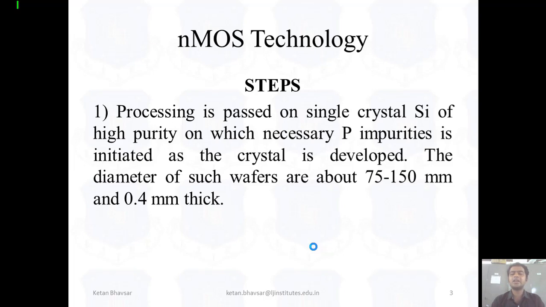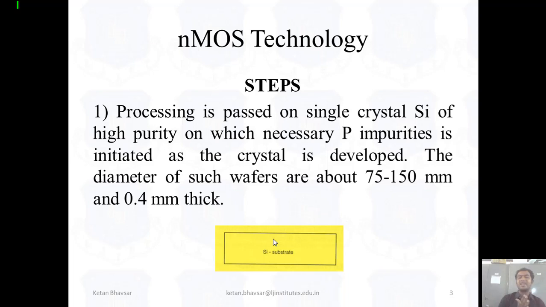Processing is based on a single crystal Si of high purity, into which the necessary p-type impurity is introduced as the crystal is developed. The diameter of such wafers is about 75 to 150 mm and the thickness is 0.4 mm. So as you can see, it looks like this. We first have to take the Si substrate. Suppose you are designing for NMOS technology, then you have to take a p-type substrate, and for that we add p-type impurities. It's around 75 to 150 mm, and the thickness is around 0.4 mm.